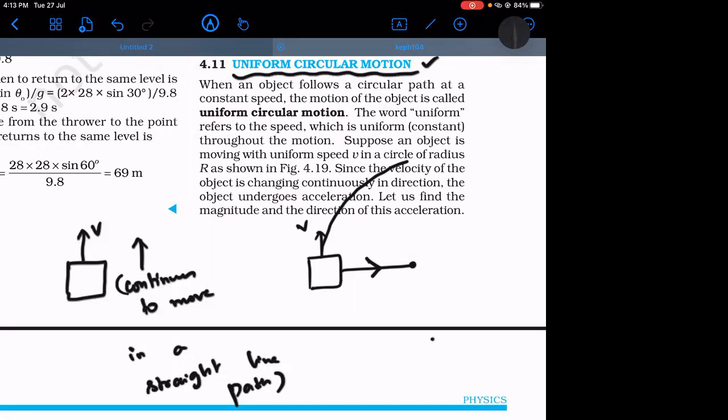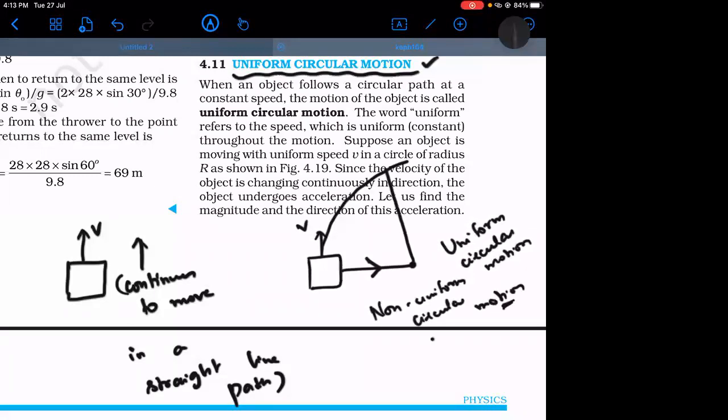So it will take a circular path in such a way that there are two kinds of circular motion that are possible, where one of the circular motions can be called uniform circular motion and the other can be called non-uniform circular motion. Clear, guys? So these are the two possibilities, but the context that we are going to discuss now is the uniform circular motion.